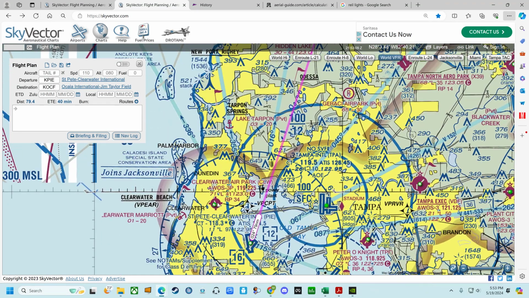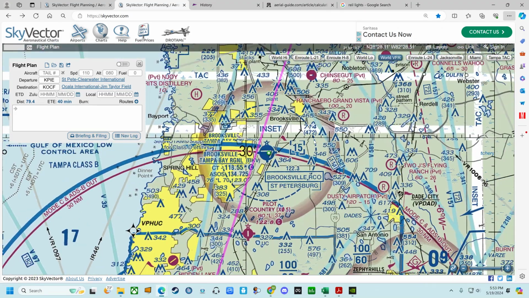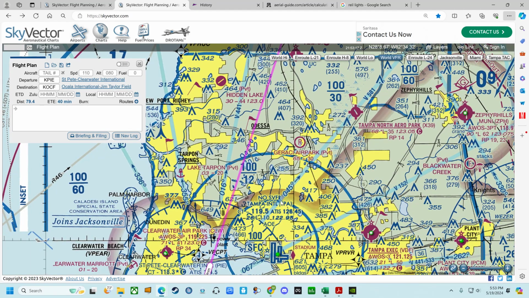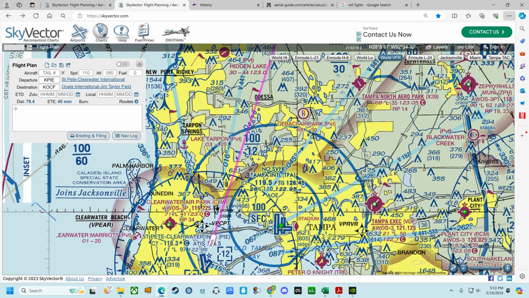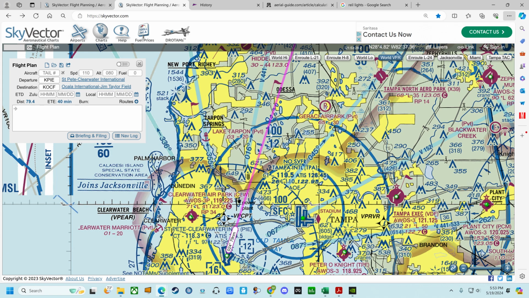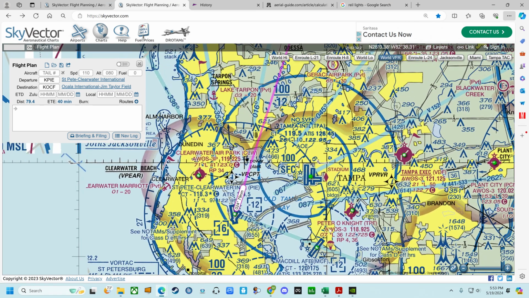So take a minute. If you were going to fly this northeast flight plan to go direct between St. Pete's, Clearwater, and Ocala, what kind of considerations do we have with the Class Bravo airspace? Take a second, pause the video, and look at the different Bravo shelves that we have here, and look at some of your airspace considerations.